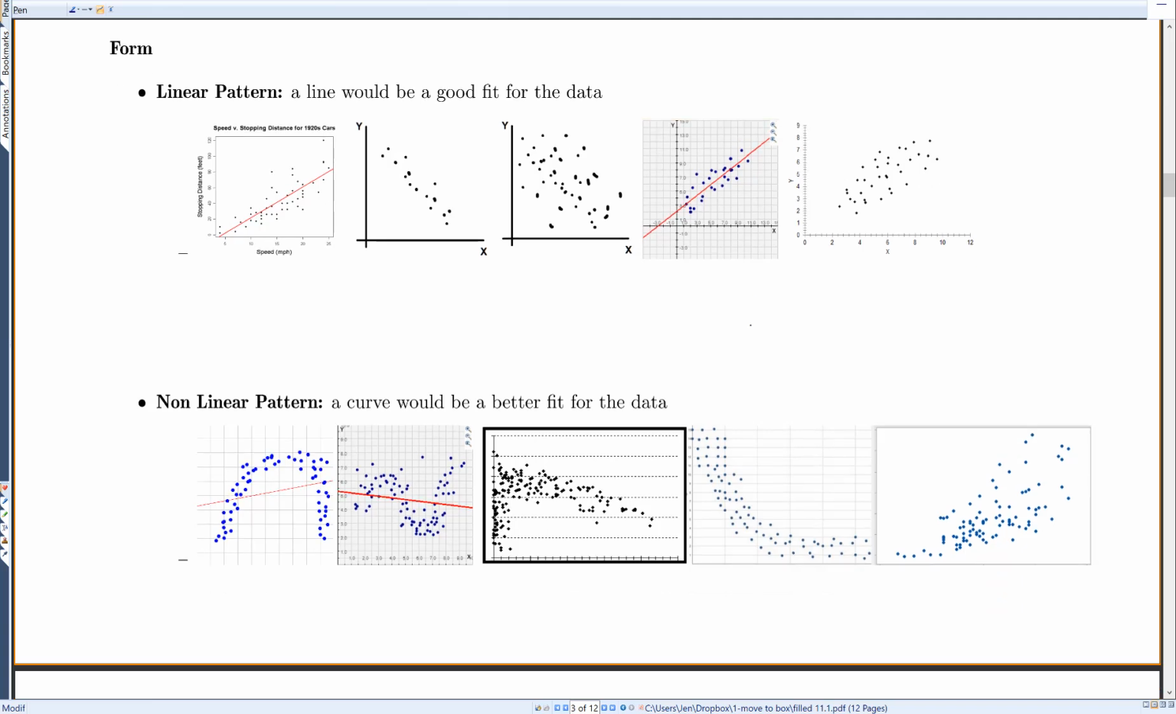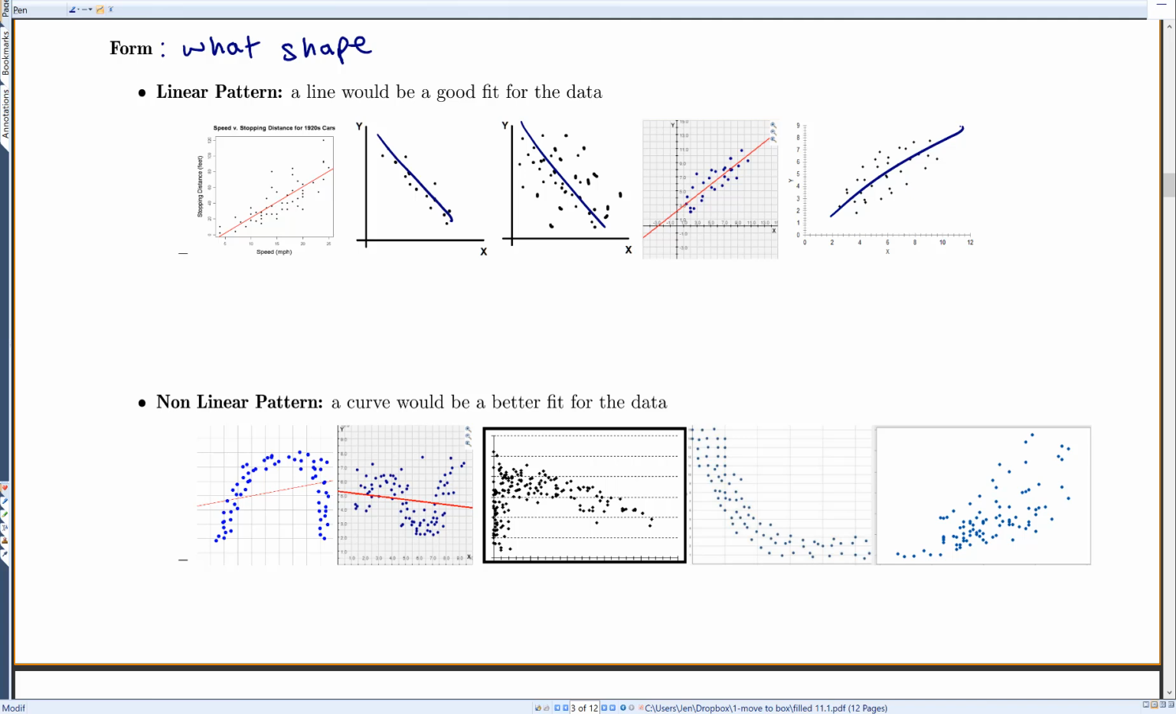Then we look at the form, which is basically what shape. You have two options for this class. You can say that it's either a linear pattern, which means a line would be a good fit for the data, or a nonlinear pattern, which means not a line, or in other words, a curve would be a better fit for the data. So here's a bunch of different examples of where a line would be a good fit. You can put a line through these, there's the lines already in that one. These would all be very linear.